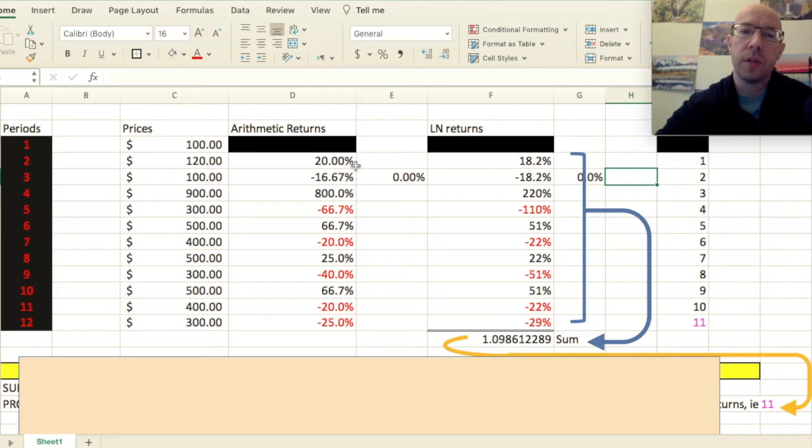And so we have these pretty huge swings. Plus 20%, minus 16%, up 800%, lose 2/3 of my money, gain 2/3 of my money, lose 20% of that, up 25%. There's a lot of volatility in these stocks.